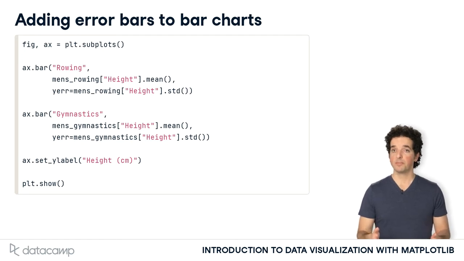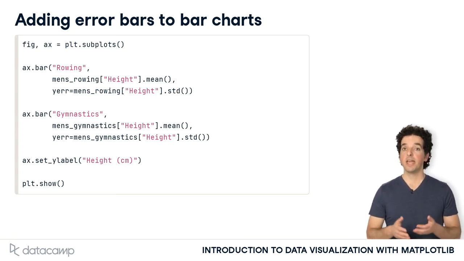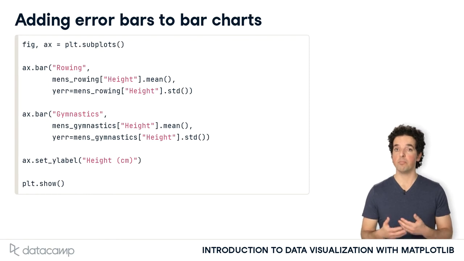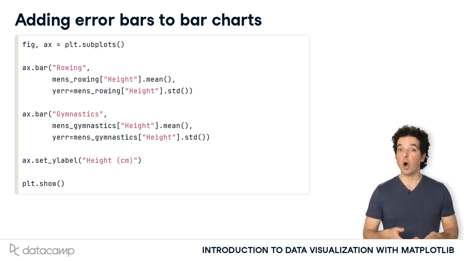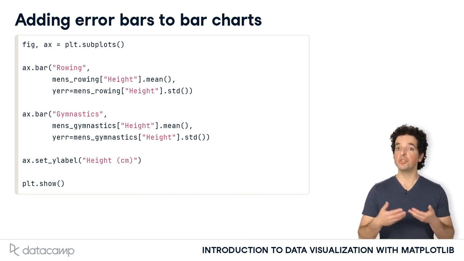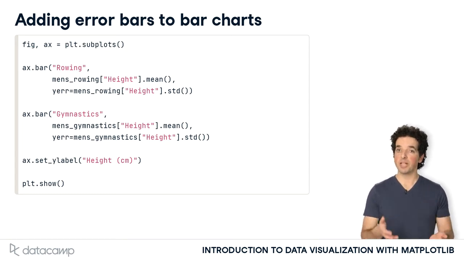To demonstrate this, we'll use the data about heights of medalists in the 2016 Olympic Games. There are at least two different ways to display error bars. Here, we add the error bar as an argument to a bar chart. Each call to the ax.bar method takes an x argument and a y argument. In this case, y is the mean of the height column. The yerr keyword argument takes an additional number, in this case the standard deviation of the height column, and displays that as an additional vertical marker.